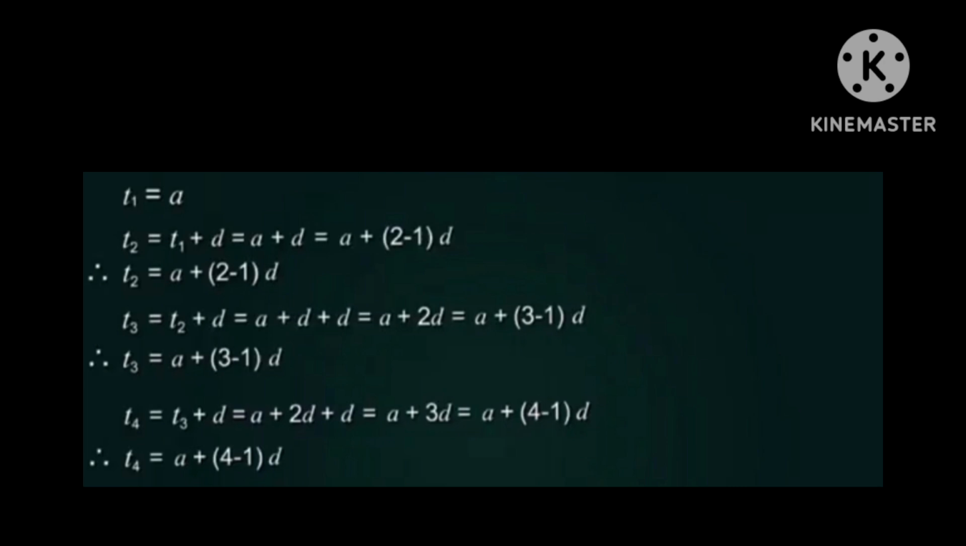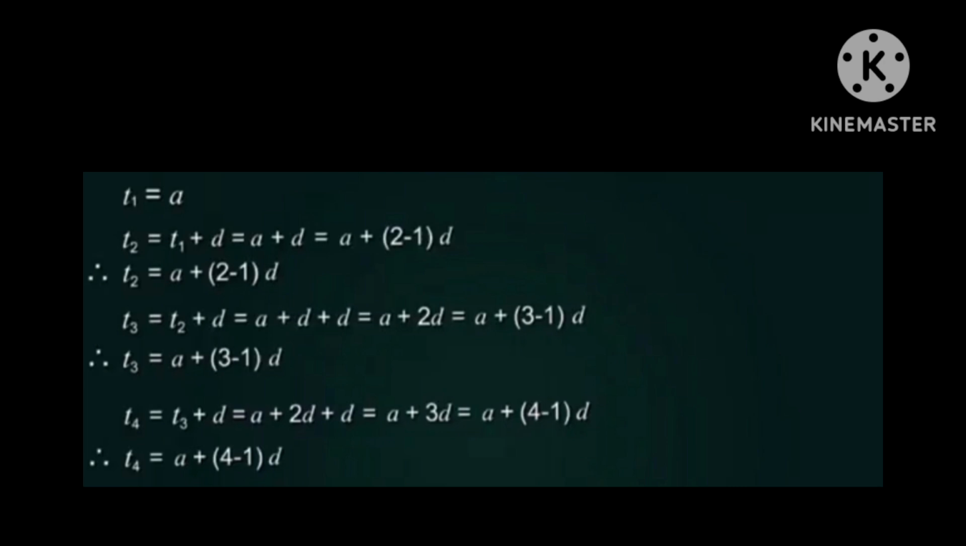We have studied terms in an arithmetic progression. Let us denote the first term by the letter a, T1. The second term is denoted by T2 and it is calculated by adding the difference d to the first term a. That is, T2 is equal to a plus d. It is also said to be a plus (2 minus 1) into d. Therefore, T2 is a plus (2 minus 1) into d. The third term will be obtained by using the formula T3 is equal to a plus (3 minus 1) into d.